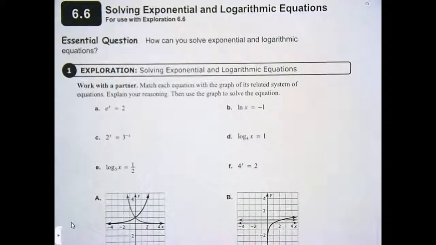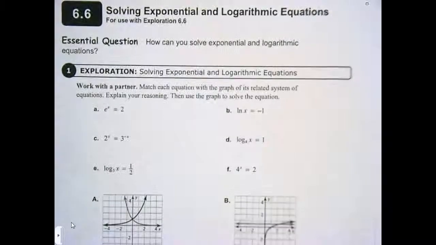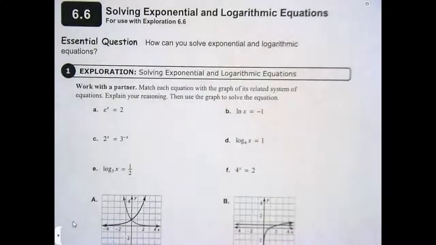Okay, so to continue our fun journey with logs, our fun journey down the river on the log. That didn't work too well.